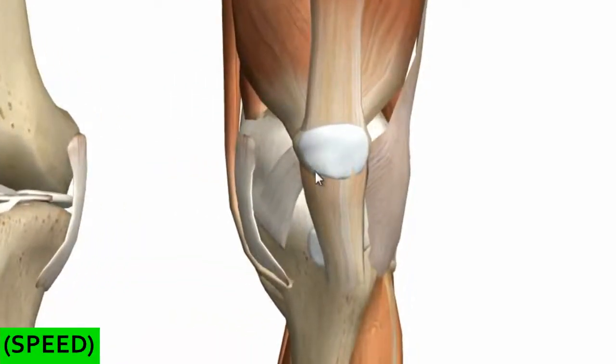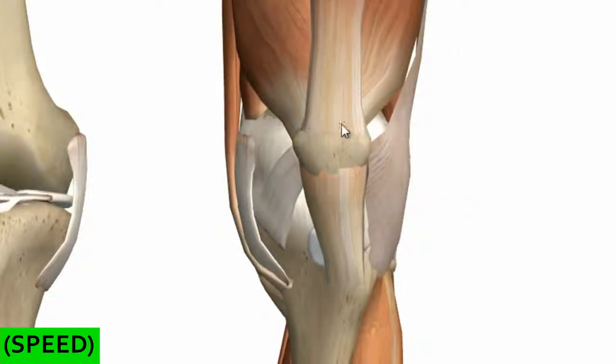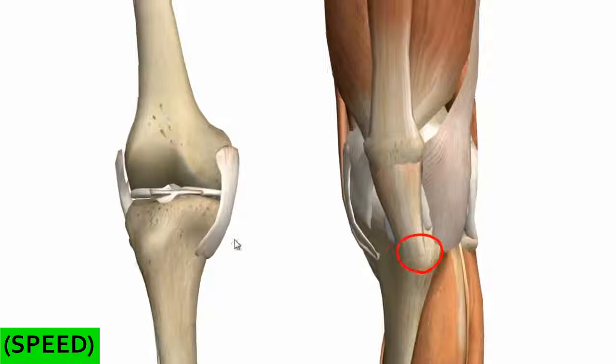So this is continuous with this tendon above, the quadriceps femoris tendon, and this attaches around the sides of the patella and at the apex of the patella, and it attaches distally to the tibial tuberosity. So you can see that the tuberosity of the tibia.